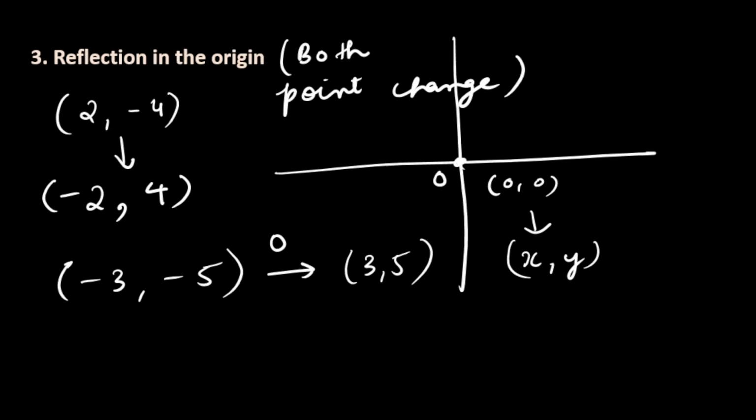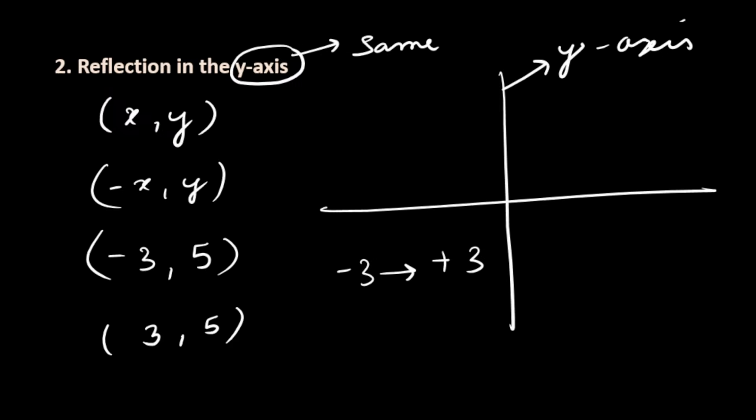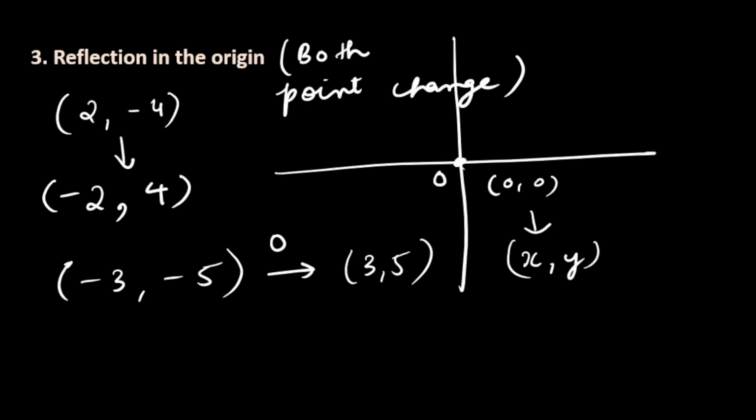Is it clear till here? It's very easy. Directly you just have to remember: in the x-axis, x only will remain the same. In the y-axis, the y point will remain the same. In the origin, both will change.